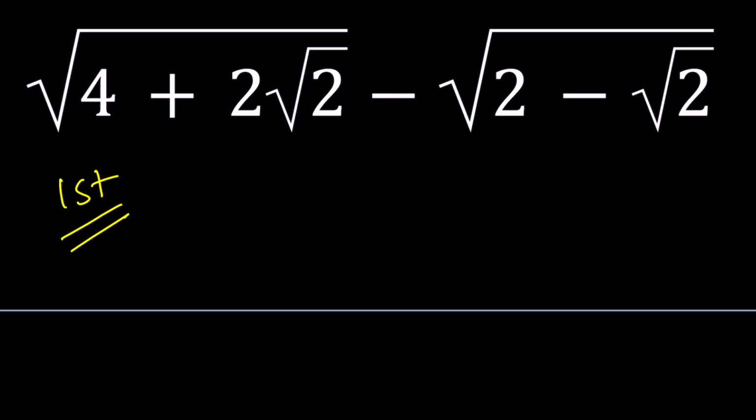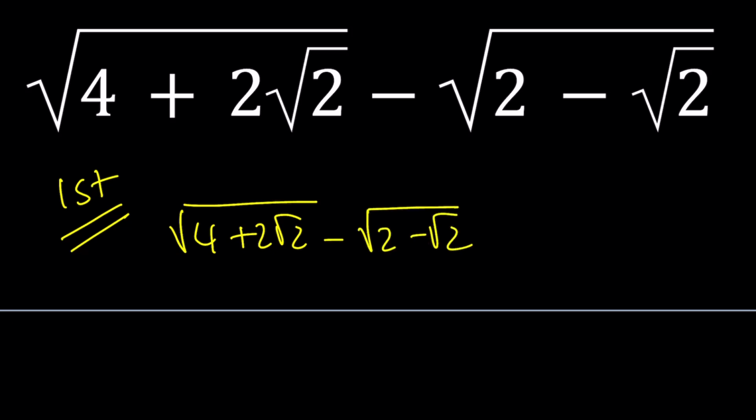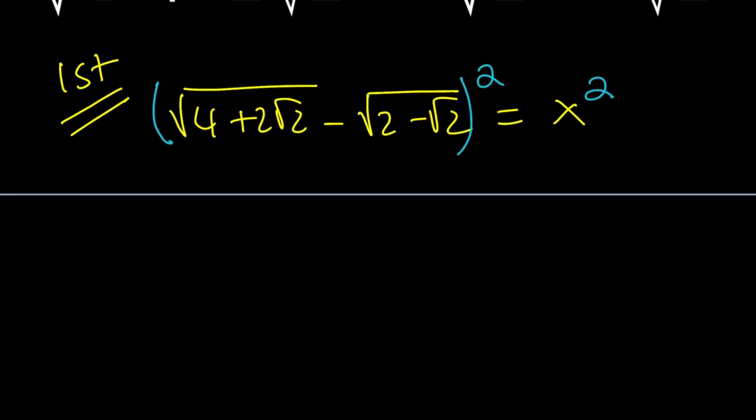So for my first method, I'm going to do kind of the obvious thing to do. Whenever you have a radical expression and you're trying to simplify it, set it equal to something. How about x? And then square both sides. So what happens is, by doing this, you're going to be finding x squared, but then at the end, do not forget to square root the answer. Okay? How do you square a minus b? Square the first one, plus square the second term, minus 2 times ab.